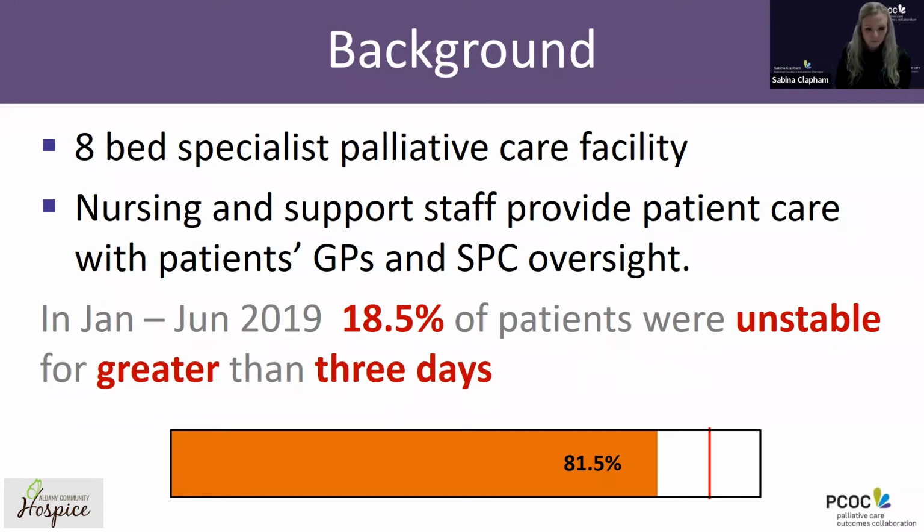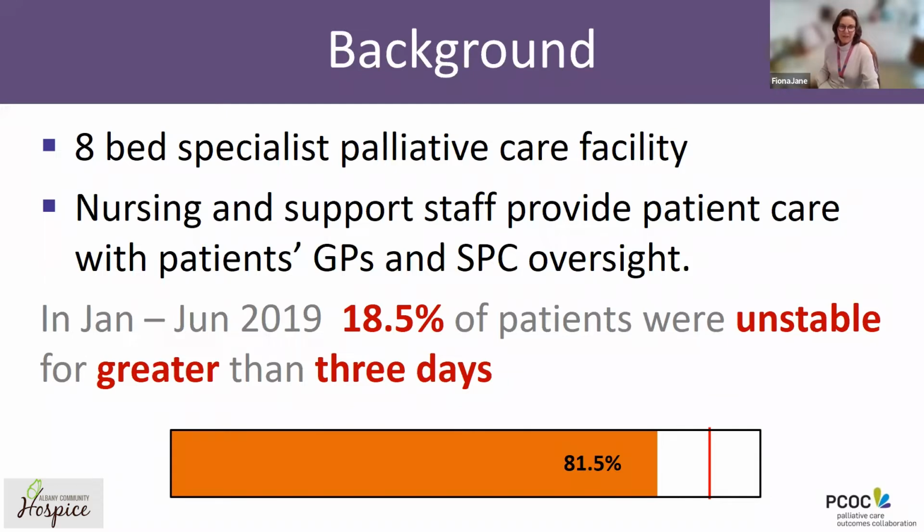Thanks, Sabina. So Albany Community Hospice is a regional hospice that has 8 beds, and it's a specialist palliative care facility. We've been doing palliative care in our community for at least 30 years. So the background to this came from a patient outcome dashboard report in January to June, where we noticed we were not meeting the benchmark of patients spending less time in the unstable phase. So in 2019, we didn't meet the unstable phase benchmark. So we decided to do a data dive and see why this was.